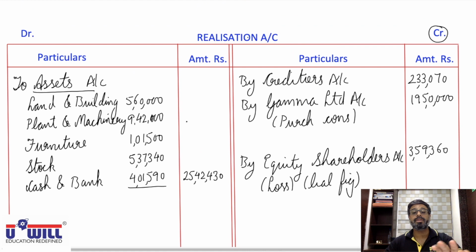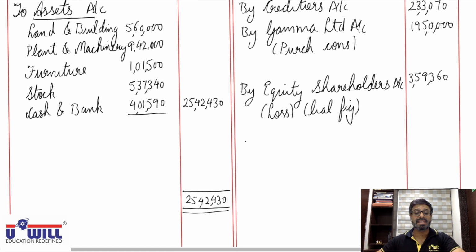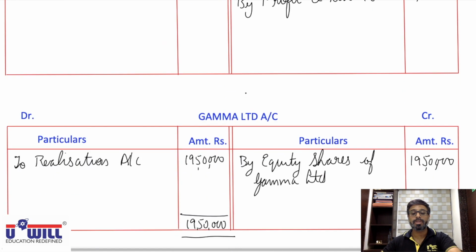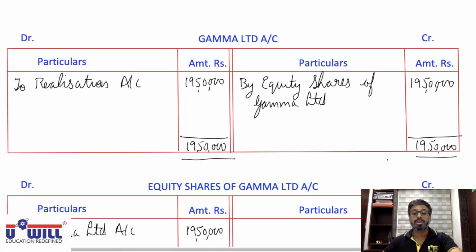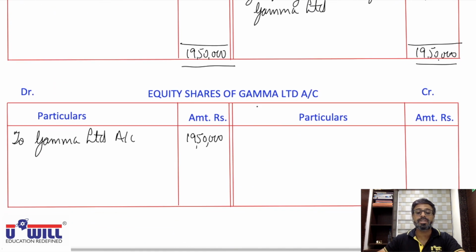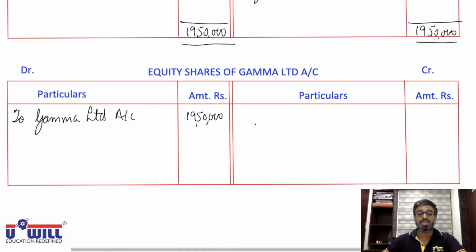And the last entry also I told you, don't remember the entry, just the step. I told you 13th step, transfer realization to equity shareholders account. 14th step, all the remaining accounts transfer to equity shareholders. Let us see which accounts are remaining. Realization gets closed. Other than equity shareholders, Gamma Limited gets closed. Only one account is remaining, equity shares of Gamma Limited. So this you will transfer to equity shareholders account.